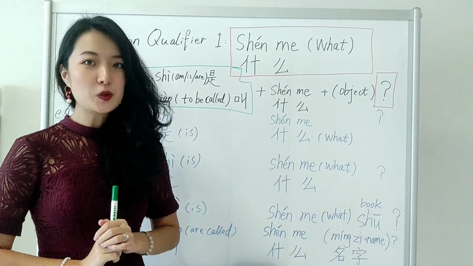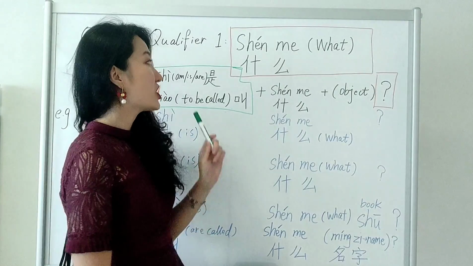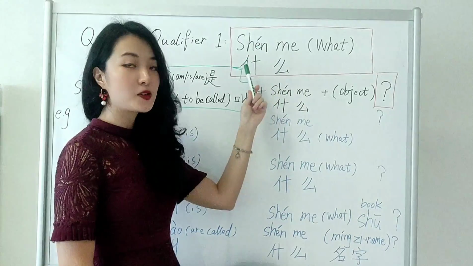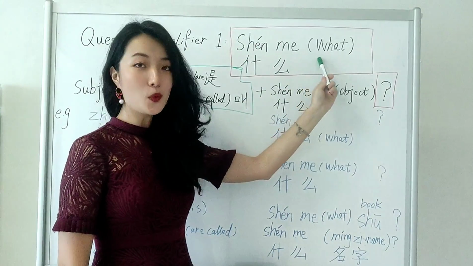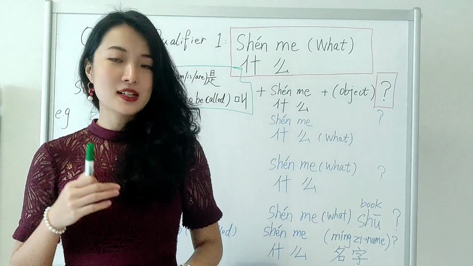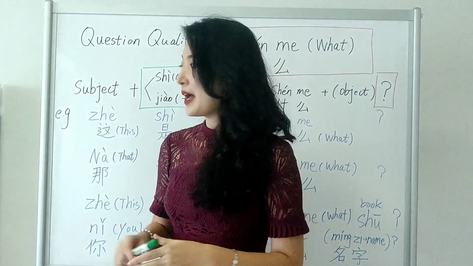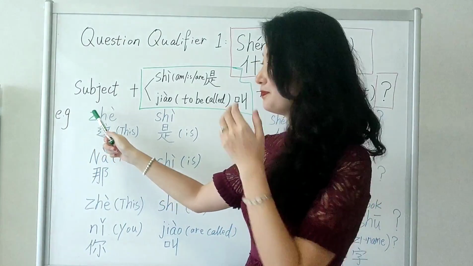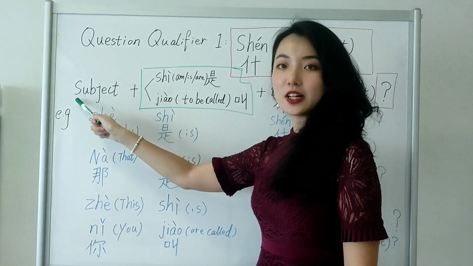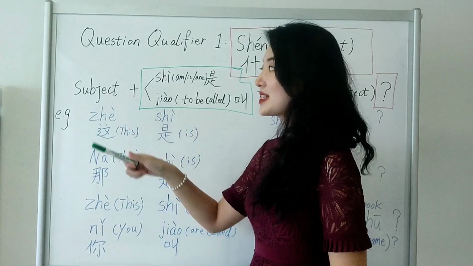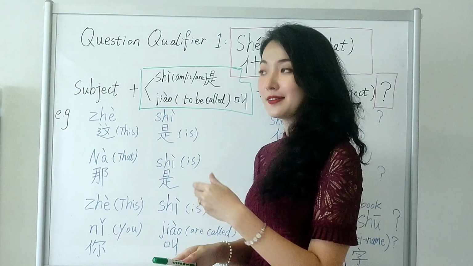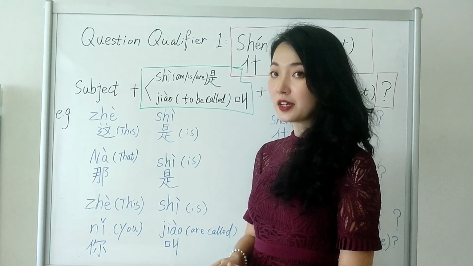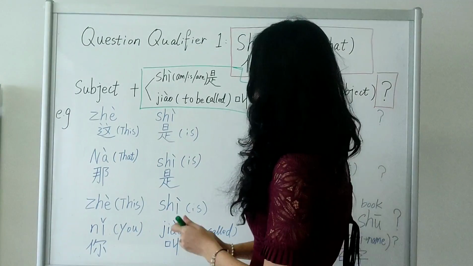The first question qualifier we're going to learn today is 什么. These are the Chinese characters of 什么, and it means what. And to let you understand the structure in an easier way, there is a formula of asking the questions with 什么. First, it starts with the subject. Subject could be this, that, I, you, they, he, she, etc.